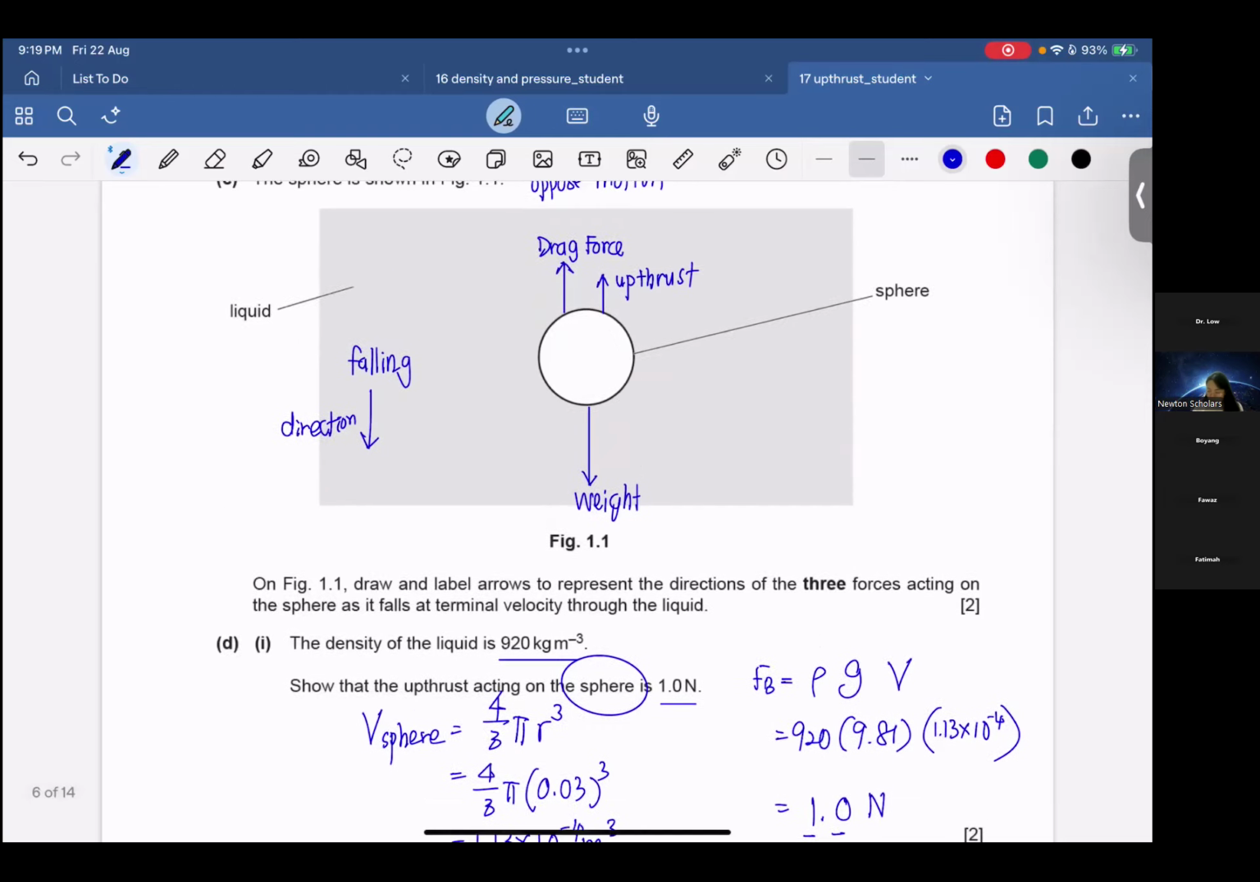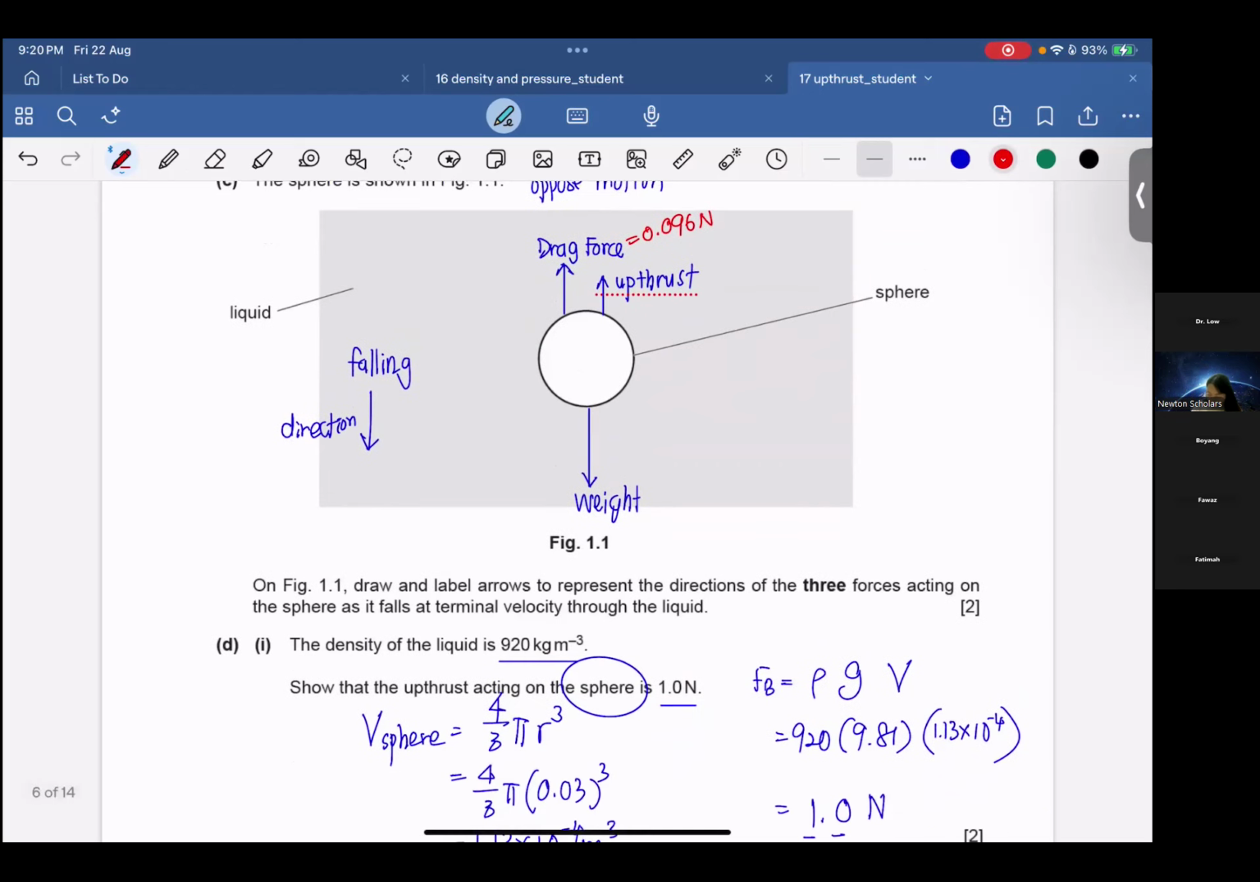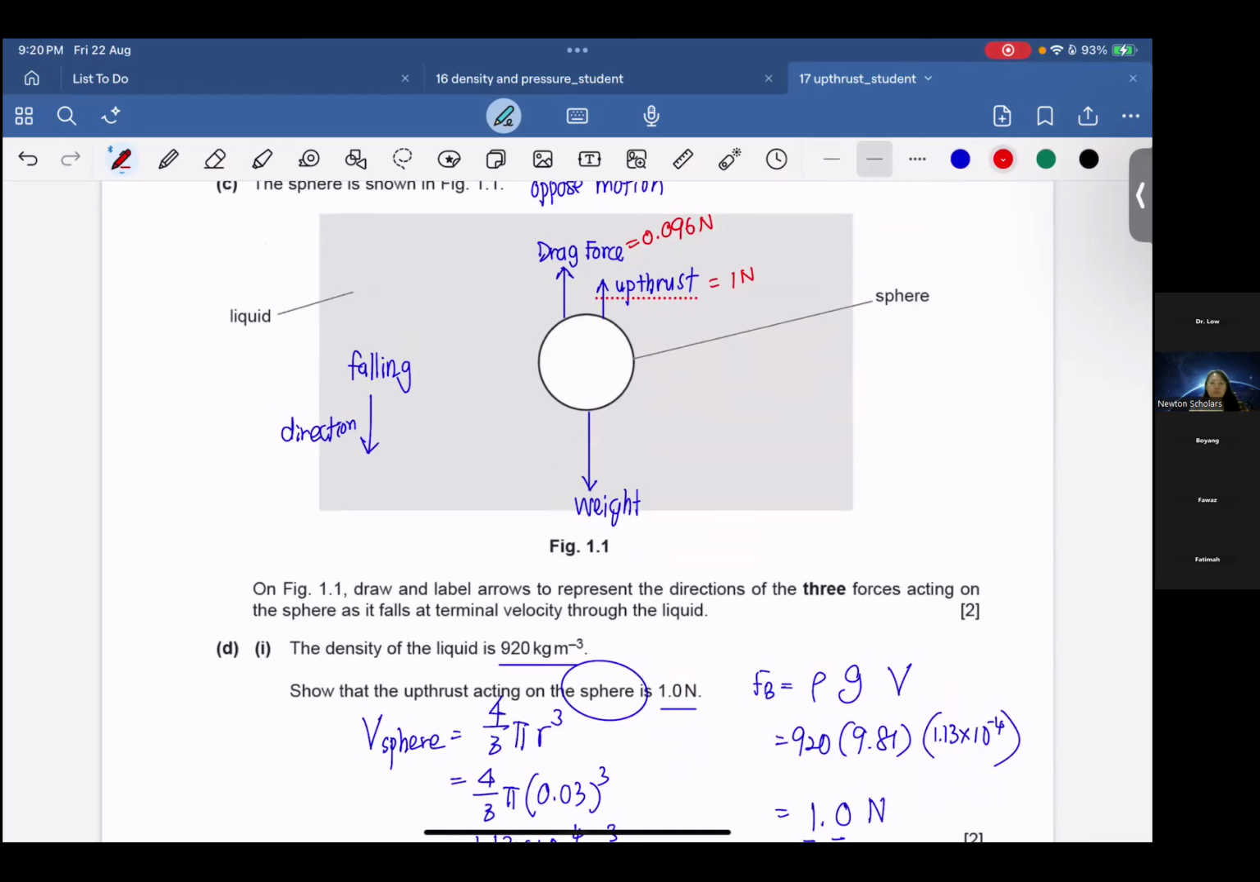Okay, so we can come back to the diagram here. Oh, they told us, you see, 0.096, 0.096 Newton. Upthrust, just now you already calculated and you told me 1 Newton. So are you able to find the weight? Find the weight and then tell me the mass. Do it right now. And here keyword terminal velocity, meaning that force is balanced. So your upward force must be equal to your downward force.